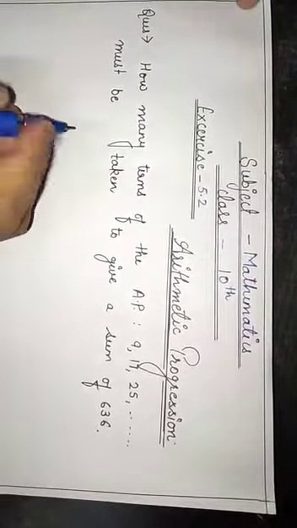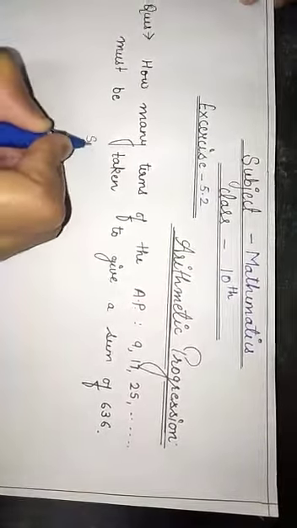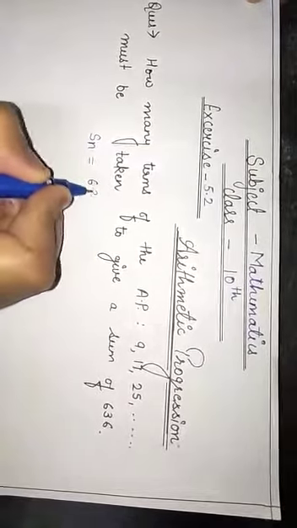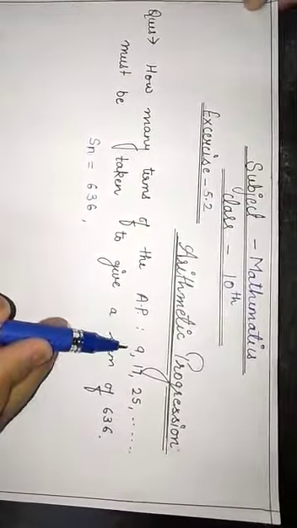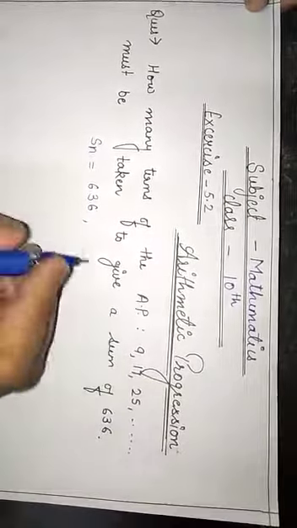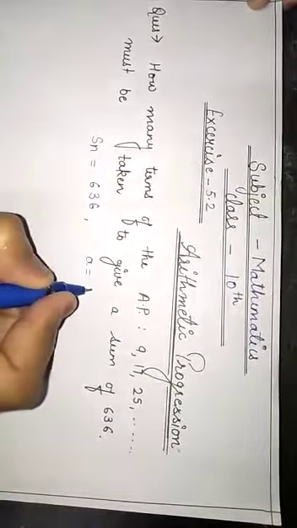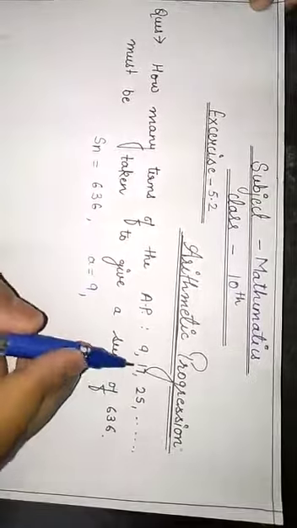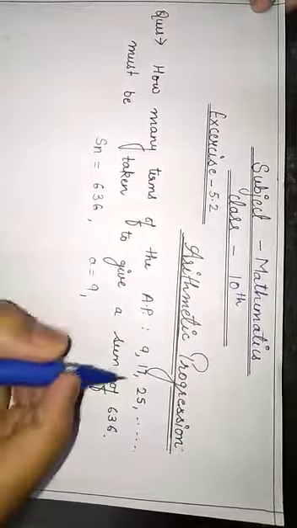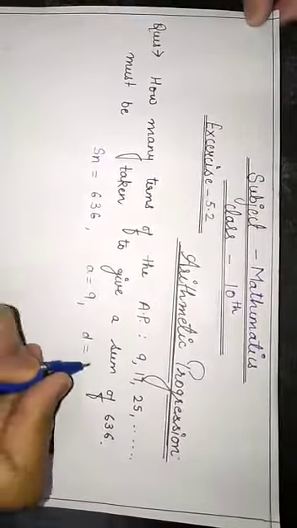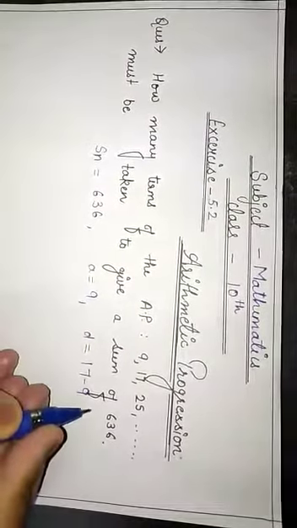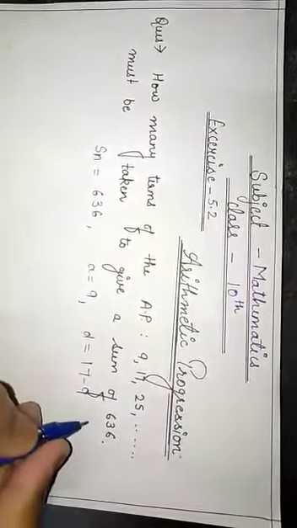So we have Sn equals 636 and the series is 9, 17, 25. So the first term is 9 and the common difference between the first and the second term, that is d, is 17 minus 9, that is 8.